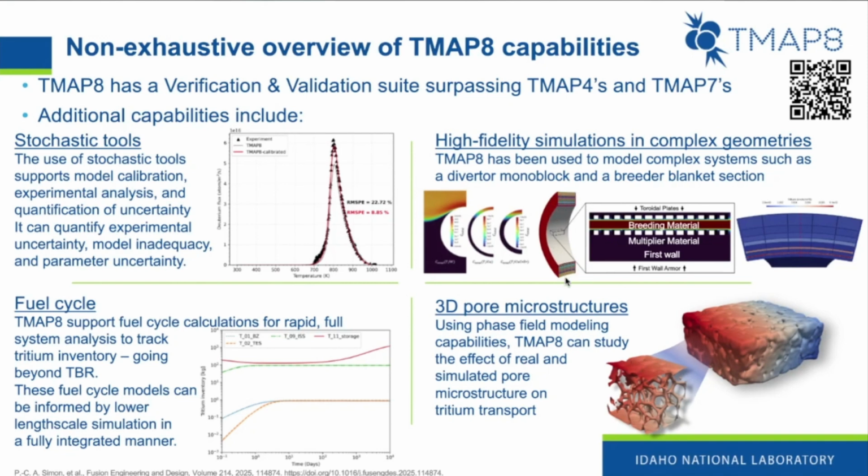This had almost 1,000 cooling channels, different materials for the breeder, the multiplier, and the first wall. And this was a simulation that was 36 million degrees of freedom, so highlighting also some of the high-performance computing capabilities.